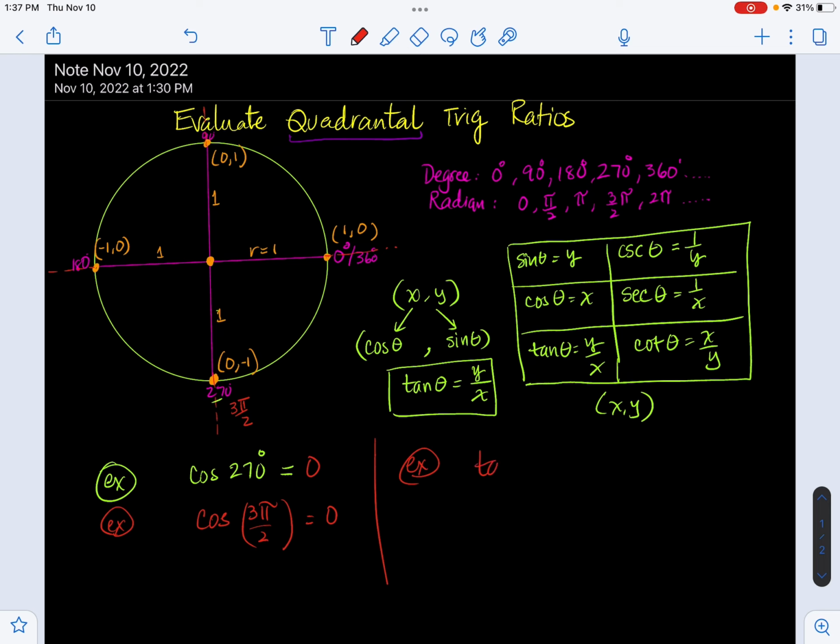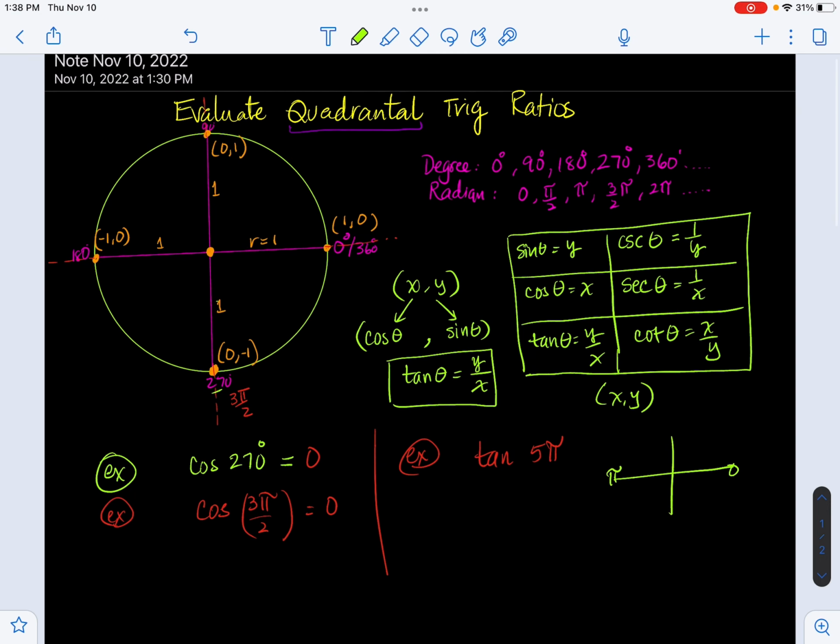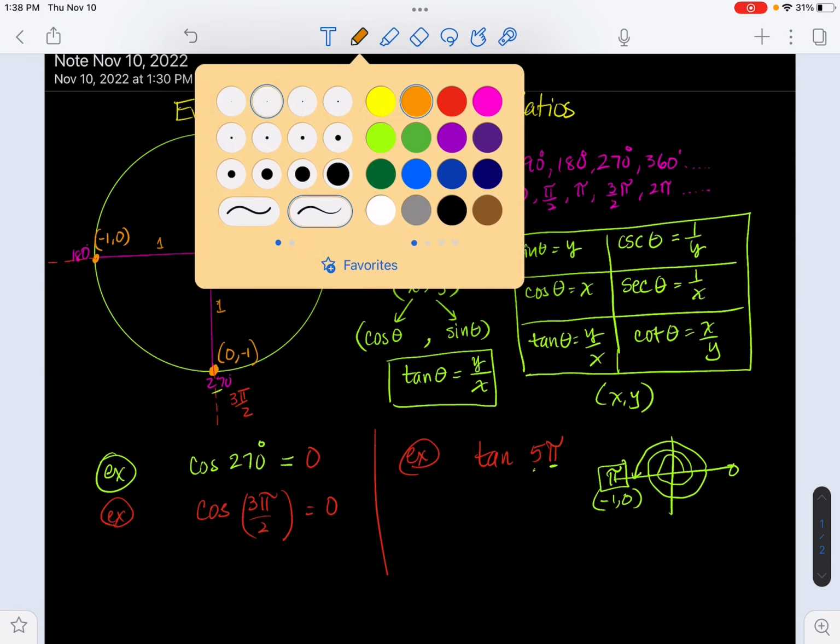Let's say I'm asking, hey, what's tangent of 5 pi? Well, first of all, I need to find that location. So 5 pi, this is 0, that's pi. One full rotation is 2 pi. Now I'm going pi's 5 times. So that's 1 pi, and 2 pi, 3 pi, 4 pi, and 5 pi. So 5 pi is back at the same location as pi. Once I got to the location, I'd say to myself that the coordinates here are -1, 0, because I'm on the negative side of the x-axis.